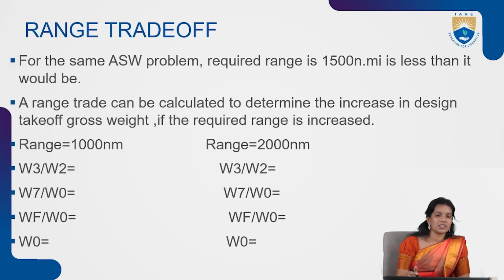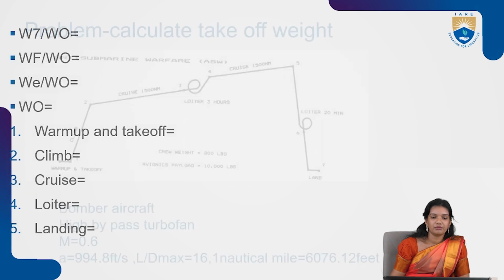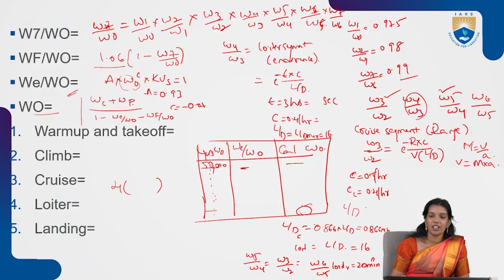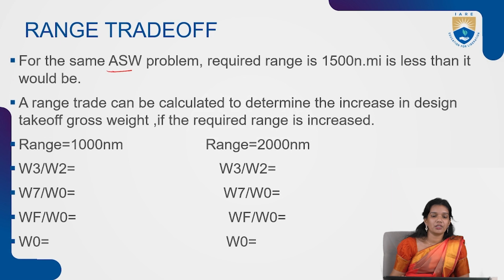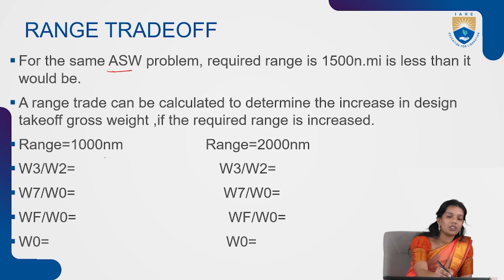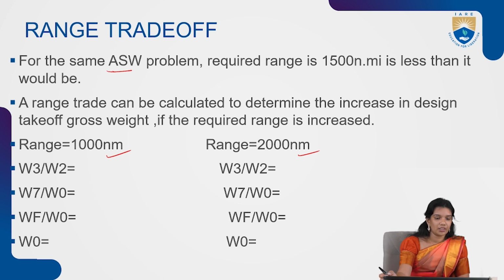Now the same thing for the same problem, where ASW is anti-submarine warfare here, right? For the same problem, the range is going to be different now. Initially the range was 1500 nautical miles, right? Now 1500 nautical miles is going to drop down to 1000 nautical miles, and the other one is going to be 2000 nautical miles, right? I want people to practice it. So for a range of 1000 nautical miles, we are going to calculate all of them again.